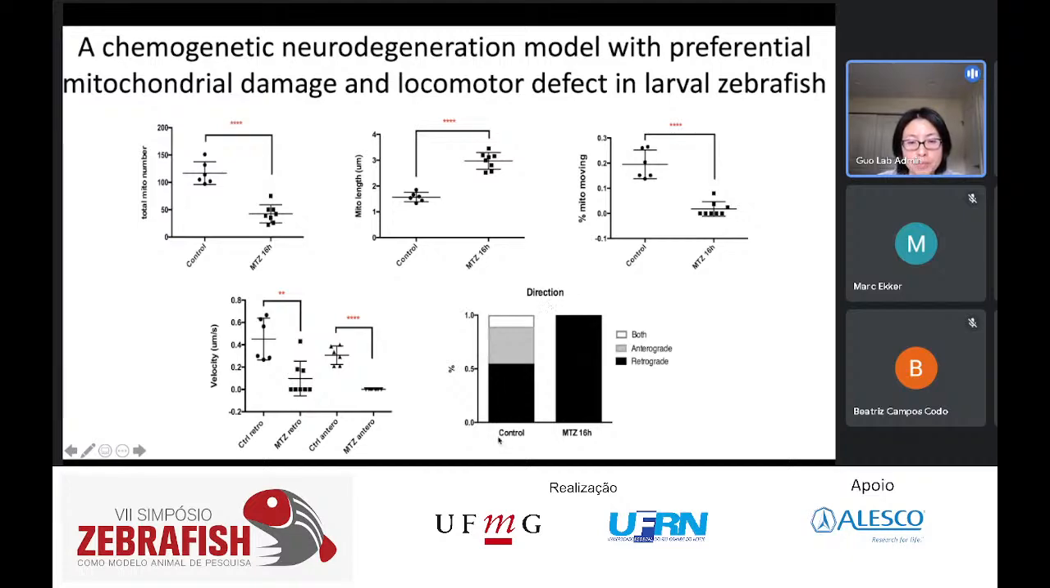In the control dopamine neurons, you can see that there's both anterograde as well as retrograde movement of mitochondria. But in the MTZ treated dopamine neurons, we exclusively see retrograde mitochondrial movement, suggesting that these mitochondria are likely being targeted for mitophagy or for repair back to the cell body.